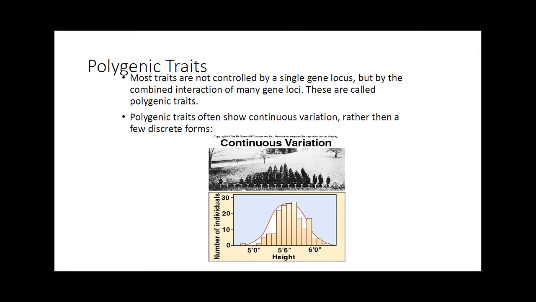Okay, so I mentioned before, things like height are not determined by a single gene. So these things are called polygenic, right? You can understand that. Poly means multiple. What's another word we talked about in class that has poly in front of it?